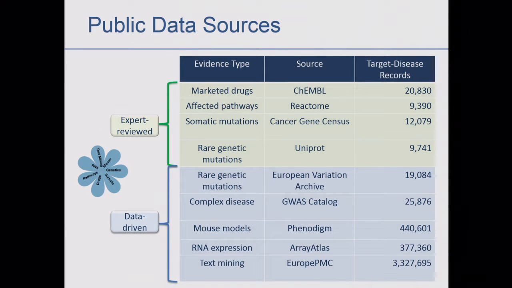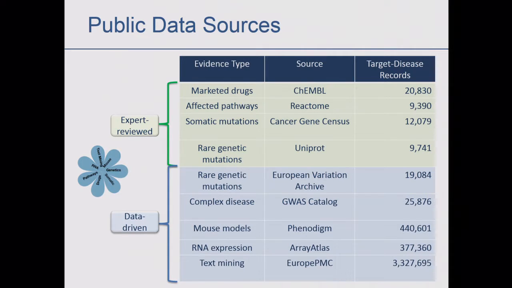In the current release of the data, what we've done is to integrate these nine different sources of data that we think are relevant. So data about marketed drugs: what's the association between the target for the drug and the disease that it's indicated for? Are there pathways that have mutations in them that can be causally linked to disease? And we get that from Reactome. Are there somatic mutations in cancer, in the Cancer Gene Census, that we can use that say that this gene is a driver in tumorigenesis?